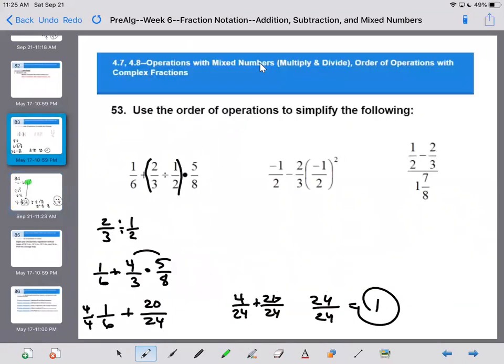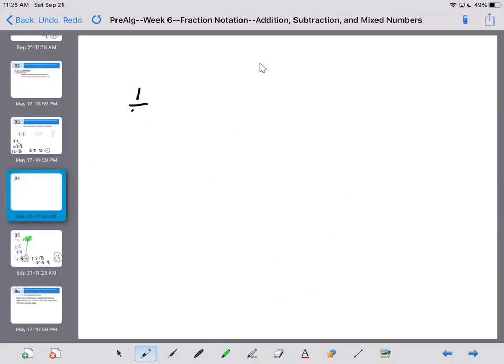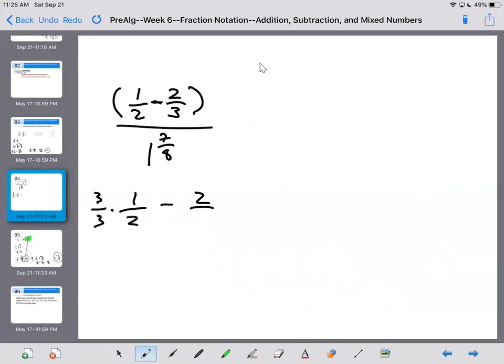And then we'll look at one more before we end. So 1/2 minus 2/3 in the numerator, all divided by 1 7/8. So when you're dealing with these complex fractions, we're going to look at the numerator first. So we're going to take 1/2 minus 2/3. I need a lowest common multiple, and that's going to be 6. So I'm going to multiply this by 3 divided by 3. 2/3 I'm going to multiply by 2 divided by 2, excuse me. So that'll be 3/6 take away 4/6. And so that's going to be -1/6.